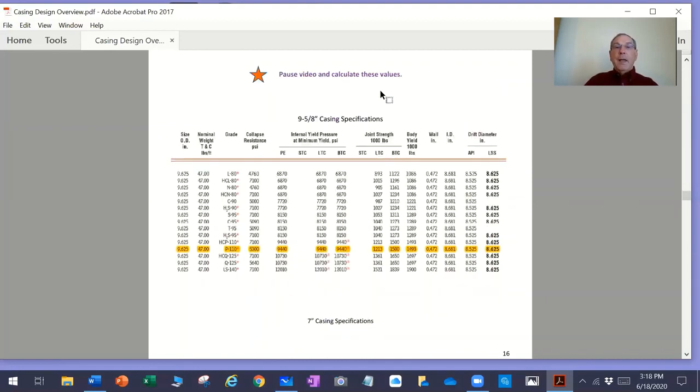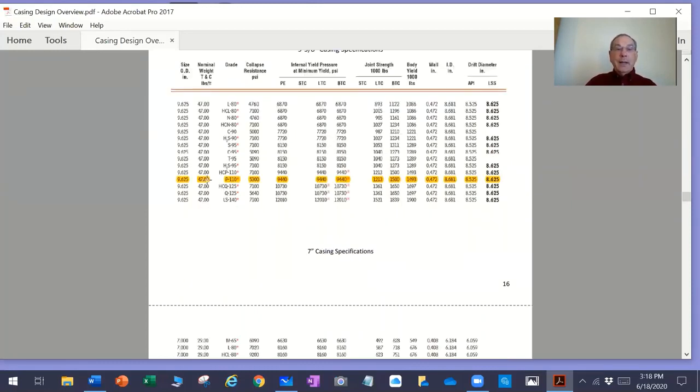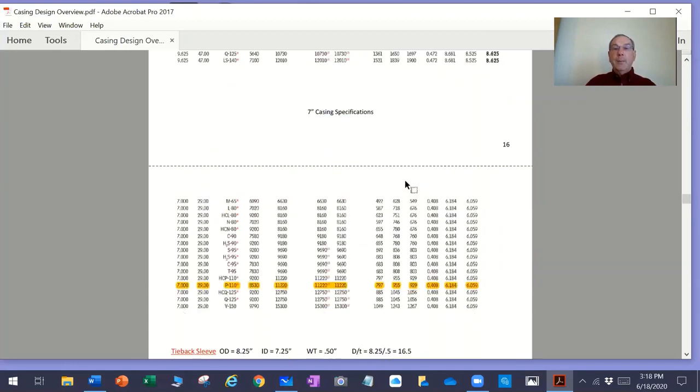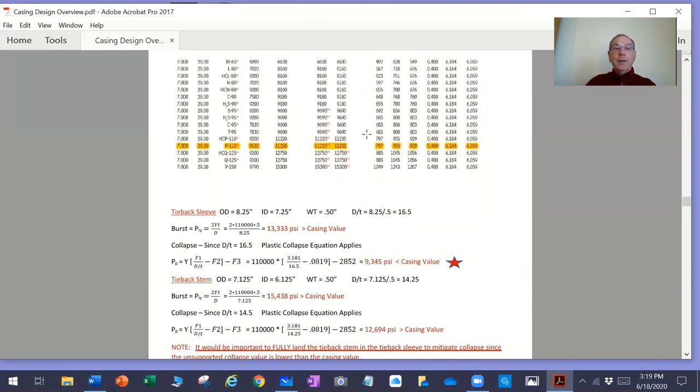All right. I have listed the specifications for the 9 5/8 casing here. The 9 5/8 casing that I specified was 47 pound P110. It's listed here for your values, and I'm not going to read it to you. And then the 7-inch liner was 29 pound P110, and the values for that are listed here in this table.